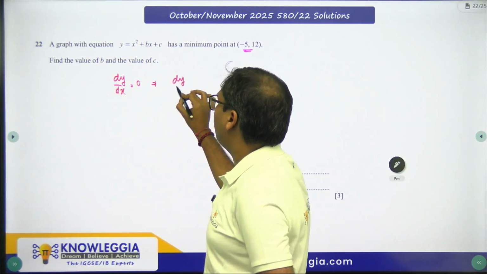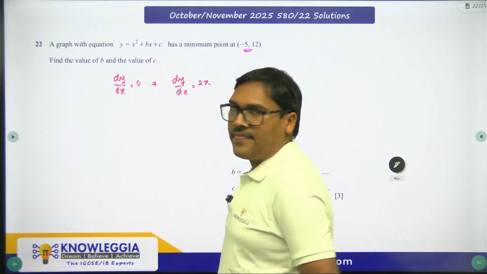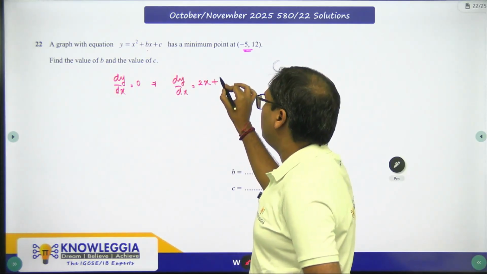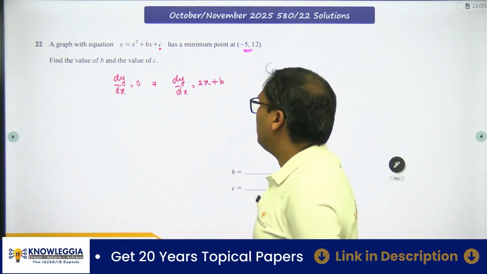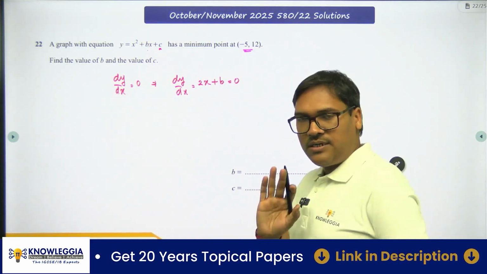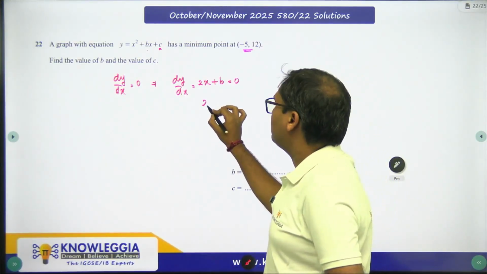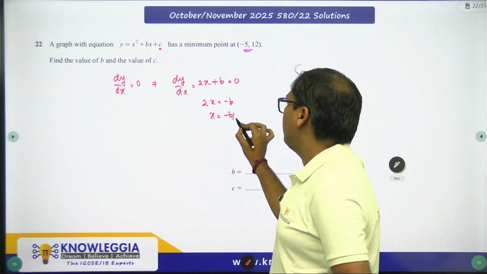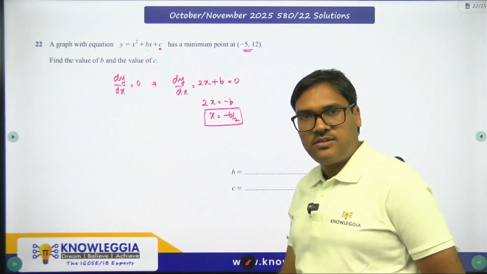So what is dy by dx? The differentiation of this is equal to 2x, correct? X square derivative is 2x. Differentiation of bx will be plus b, x derivative is 1. And differentiation of c is 0. Now this is equal to 0, correct? For the minimum point or maximum point. So this is 2x equal to negative b, or x is equal to negative b by 2. So at x equal to negative b by 2, this is the minimum point.